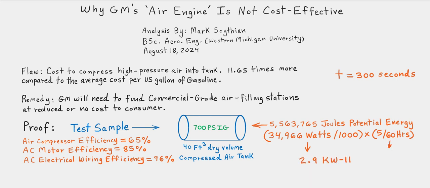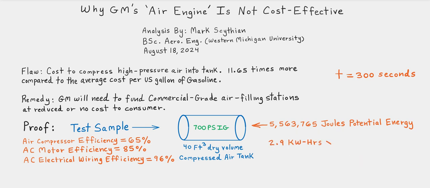So this is 2.9 kilowatt hours of AC electrical consumption over 5 minutes, and it costs 15 cents per kilowatt hour. But the filling station could not just pay for the electricity.